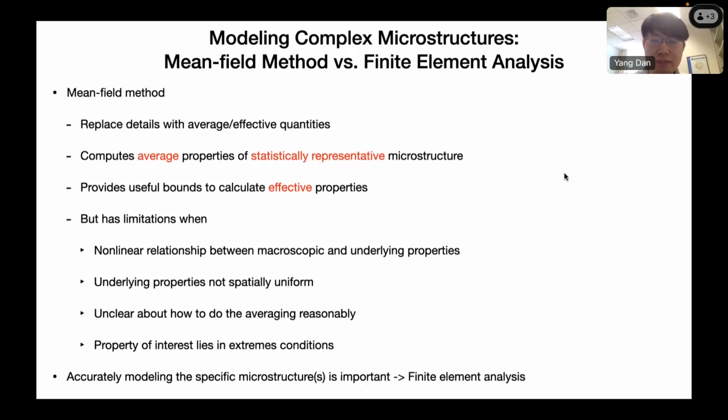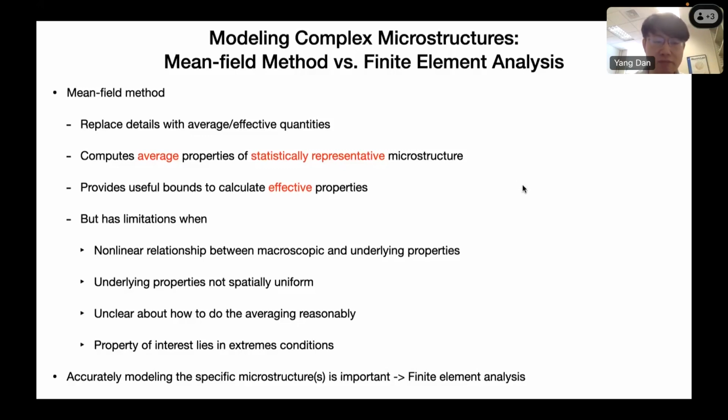There are mainly two methods that people use to model the complex microstructures. For example, people might use the mean field method to simplify the problem. The basic idea of the mean field method is to replace the details of the materials with some average or effective quantities. People will try to compute the average properties of the statistically representative microstructure. Sometimes the mean field method is very useful because it can provide useful bounds to calculate the effective properties.